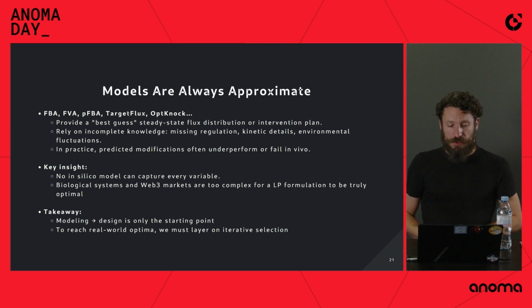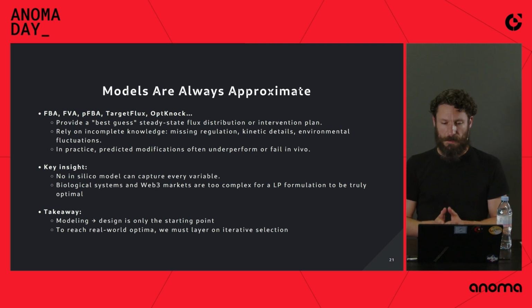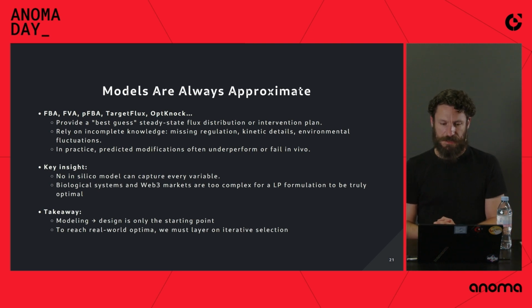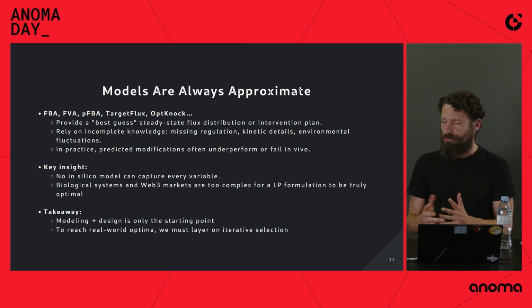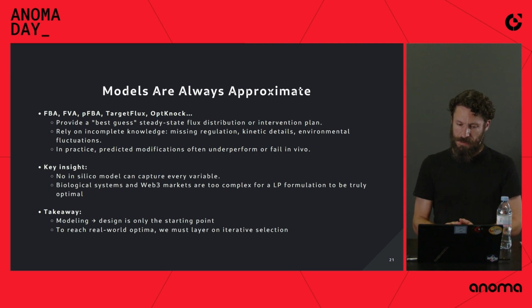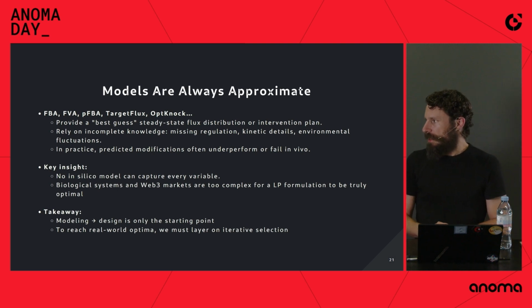But to close off, I want to say models are always approximate. So this flux balance analysis, variability analysis, etc., provide us a best guess estimate of the flux distribution. But obviously, as always, and everywhere, we're dealing with incomplete information. So the predictions are not perfect. The key insight is that no in silico model can capture every variable, and biological systems are simply too complex for any linear program formulation to be truly optimal. So the takeaway is that this modeling is just a starting point. It's a design that we obtain, and it provides us something that we then need to iterate on.